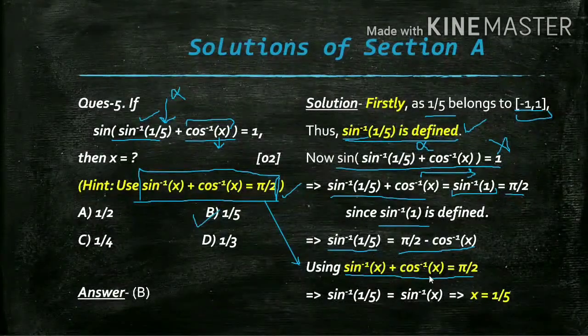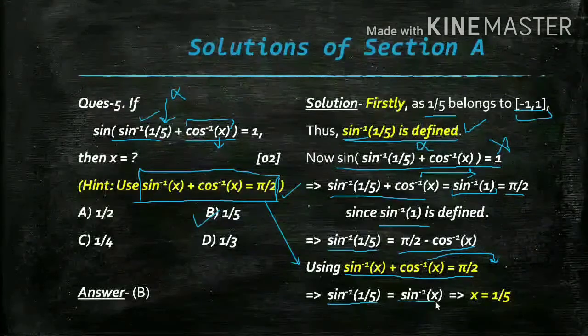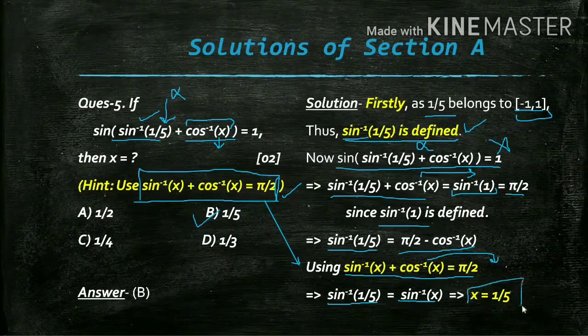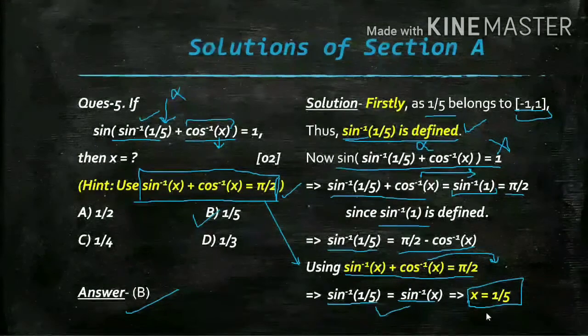So that means if you take cos inverse x over to the right hand side, you will have sine inverse x as pi by 2 minus cos inverse x. So you can write sine inverse 1 by 5 as sine inverse x. So that means x would be 1 by 5. Clear? As simple as that. Nothing you need to do. You need to first apply the definition, which I taught you in the second class basically, and then use this property, and then you are done with x equal to 1 by 5.